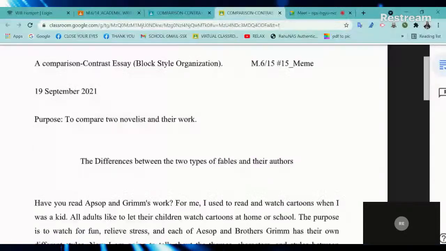Character. Okay, characteristics. Characteristic. It's still the K sound. Characteristics. Great. Okay. Good job, Mimi.